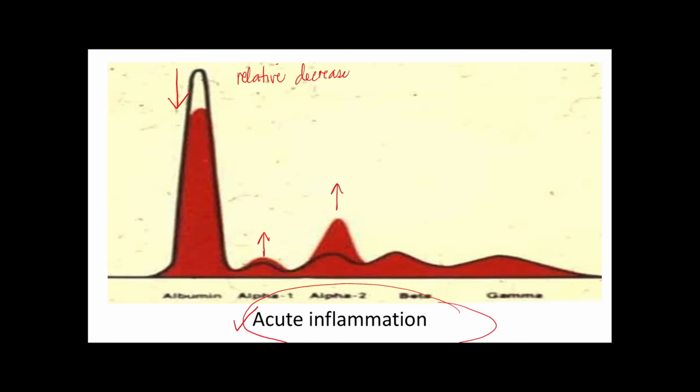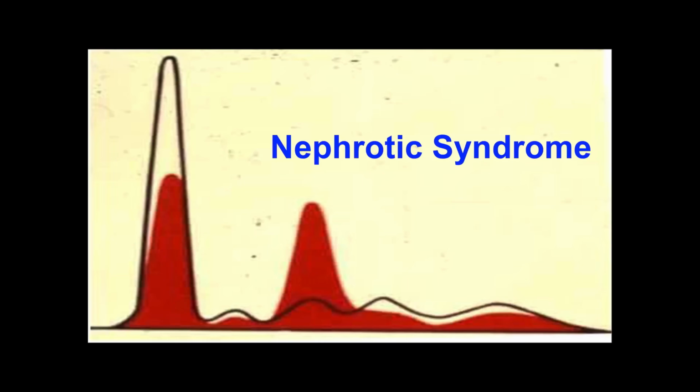This is due to increased hepatic synthesis of acute phase reactant proteins, which are primarily found in the alpha-1 and alpha-2 regions. Now let's have the pattern of nephrotic syndrome. So in this condition, there is a massive urine protein loss, which is due to the increased permeability of the glomerulus to protein. As what you notice here, almost all proteins are decreased except the alpha-2 macroglobulin region.